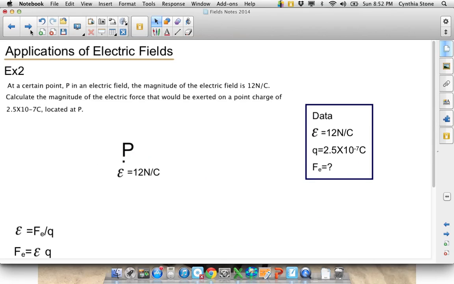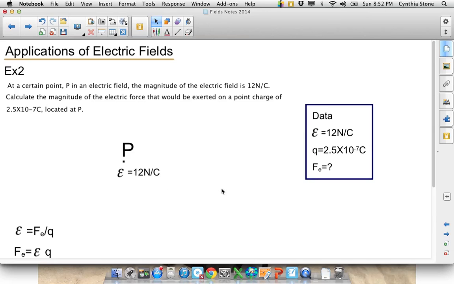Okay, let's do one more example in this note. Now we have a location. There's no charge sitting here. It's just a location in space, kind of like choosing the top of Mount Everest or something around Earth. It's just a spot. At a certain point, there's an electric field. The magnitude of the field is 12 newtons per coulomb. Calculate the magnitude of the force. Say I stuck a very tiny charge, 0.25 microcoulombs, right here at that location where the field strength is this.